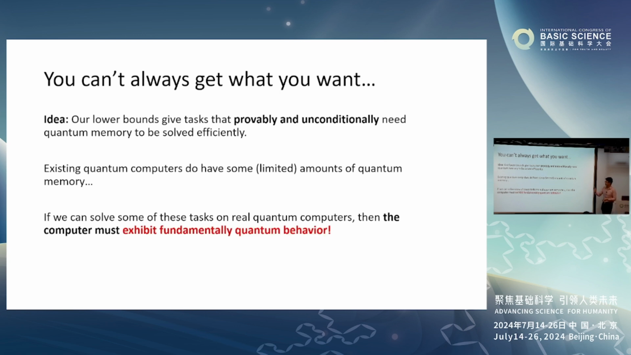So in other words, this is a way of demonstrating that these quantum computers are fundamentally quantum, which is a way of demonstrating quantum advantage, right? This is something that demonstrates that this quantum computer is not classical.